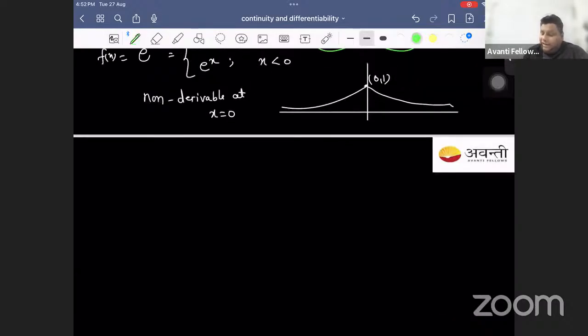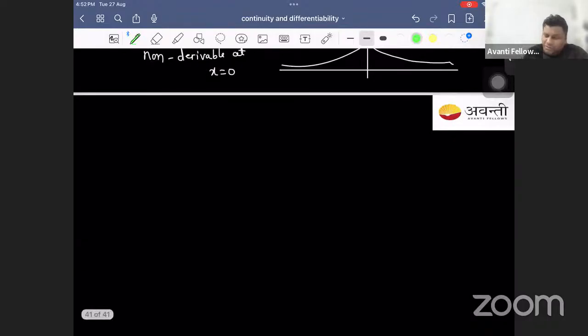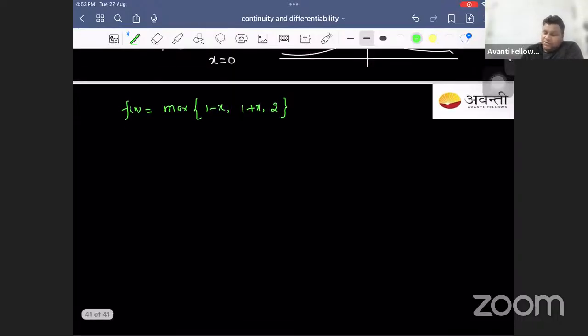I'm going to tell you a different type of function which you might not be aware of. Say f(x) is given as the maximum of 1 minus x, 1 plus x, and 2. They are asking for the count of points of non-differentiability.